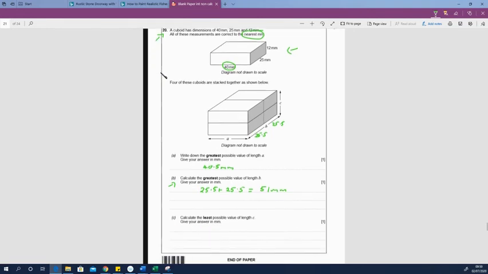And part C, calculate the least possible value of C. Well, C we can see is 12 millimeters. The least possible value is 11.5 millimeters. So you've got 11.5 millimeters plus another 11.5 millimeters. That would be the length of C. So it's 11.5 plus 11.5, which is 23 millimeters.